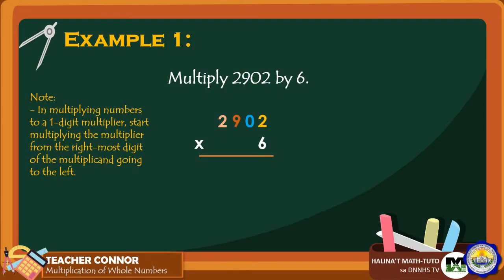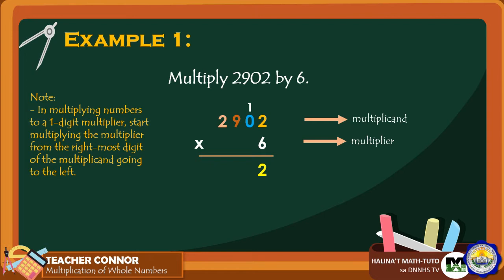Let's have some examples. Multiply 2,902 by 6. Here, 2,902 is our multiplicand and 6 is our multiplier. Always remember, in multiplying numbers to a one-digit multiplier, start multiplying the multiplier from the rightmost digit of the multiplicand going to the left. Now, let's proceed to our solution. First, multiply 2 times 6. The answer is 12. Write 2 below the ones digit and carry 1 to the next number in the multiplicand.